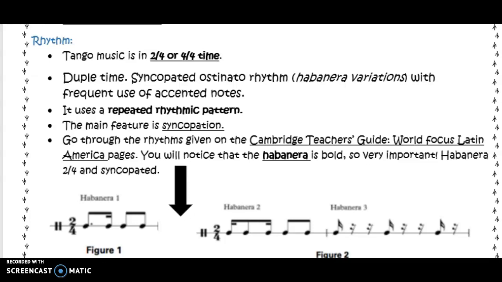Go through the rhythms given on the Cambridge Teacher's Guide, the World Focus Latin America, and you will notice that the habanera is bold. So it's very important on these pages, and it's 2/4 time and syncopated. There I have a habanera pattern. Ta, ta, tam, pam, tam, pa, pam, pam, pam, pa, pam, pam. That's figure 1. Or I can have ta, ta, ta, tam, pam, tam.